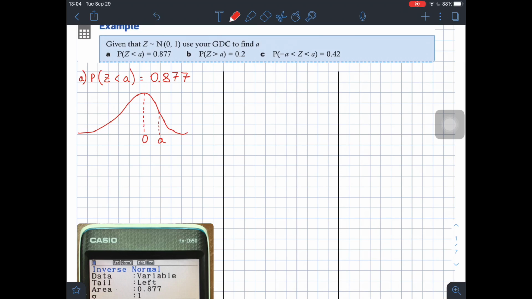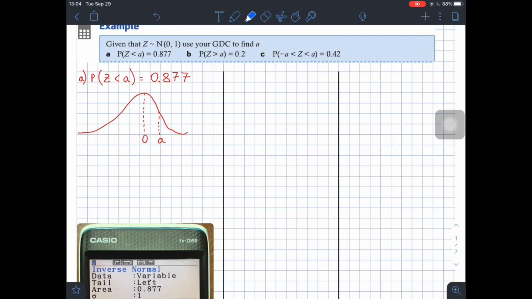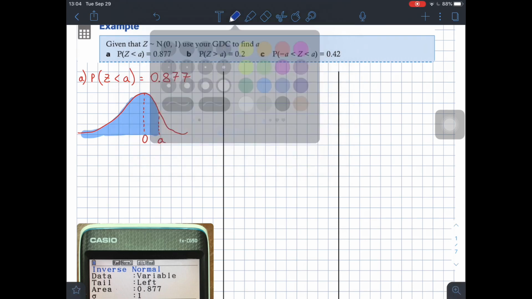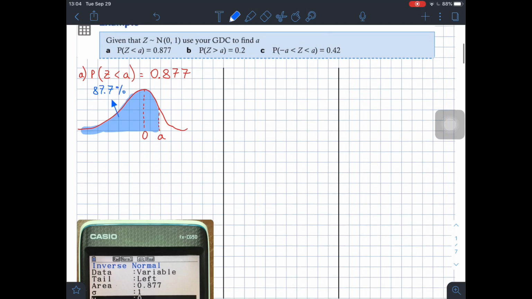So what we're saying with this information is that, let me shade this blue region here, that this blue region over here, the area below the curve, must be of 87.7%, right? So this area over here is 87.7% of the information. This is how we correctly interpret our information. So we want to find what this value must be in order to produce this area. How do we do that?